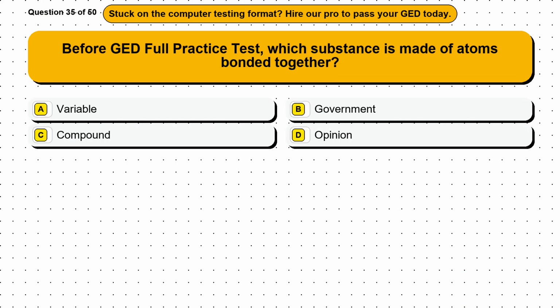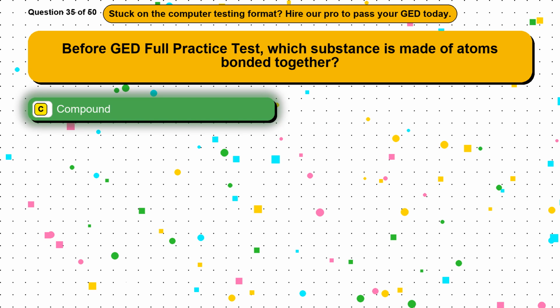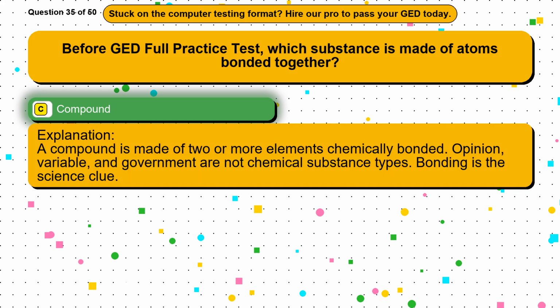Question 35. Before GED Full Practice Test, which substance is made of atoms bonded together? Option A, variable. Option B, government. Option C, compound. Option D, opinion. The correct answer is option C, compound. A compound is made of 2 or more elements chemically bonded. Opinion, variable, and government are not chemical substance types. Bonding is the science clue.